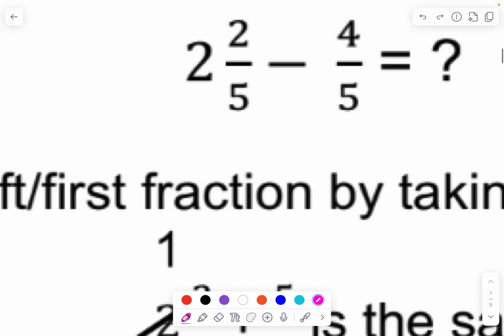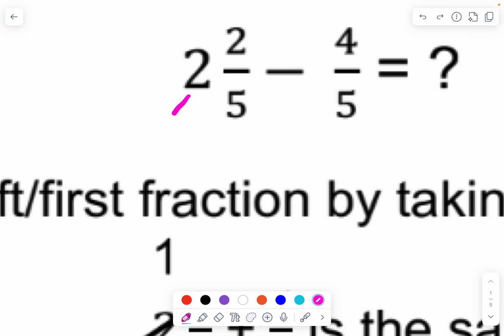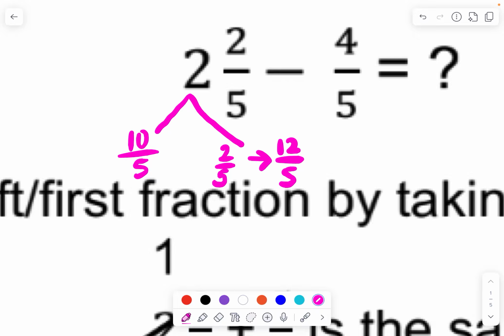They can use a number bond and say, okay, if I'm working with 2 wholes as fifths, that would be 10 fifths. And then I have another 2 fifths, giving me a total of 12 fifths. Right? So they've just renamed this mixed number as a fraction that is larger than 1.